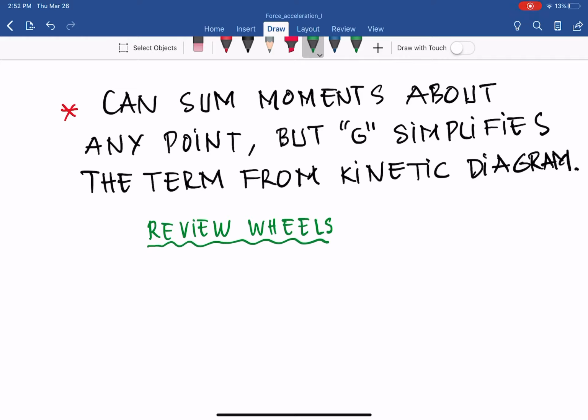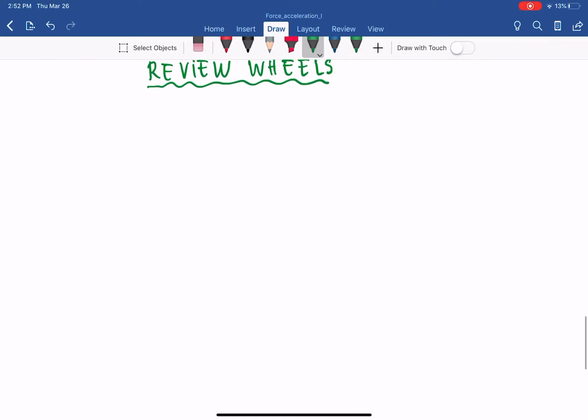So now I just want to review, because in kinetics similarly you have many problems that involve the wheels. It can be slip or no slip, and sometimes you have to assume a no slip wheel, etc. So with that, let's continue here before we do problem 4 in force acceleration 1 when you have the wheel involved. So let's review the wheel, and the two scenarios we are talking about.